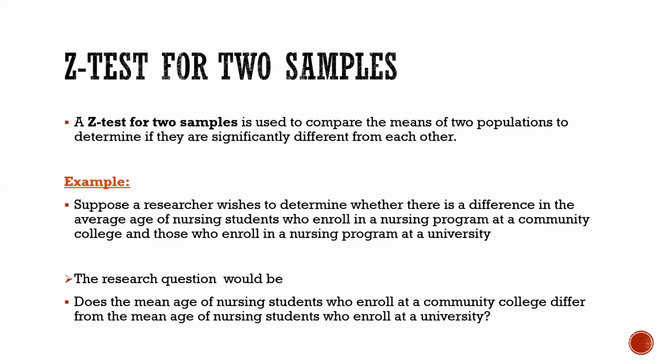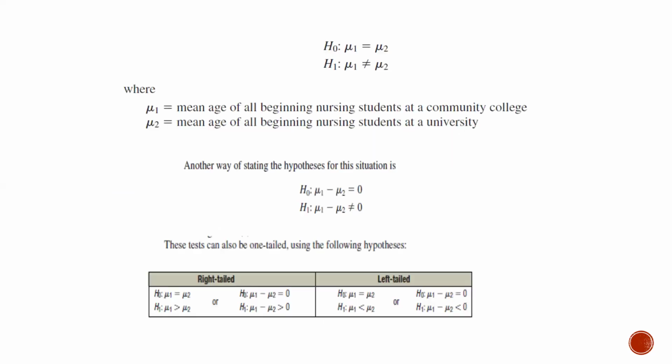So the research question would be, does the mean age of nursing students who enroll at a community college differ from the mean age of nursing students who enroll at a university? The null hypothesis will be there is no difference in the mean age, and the alternative hypothesis will be that there is a difference. So mu1 will represent the mean age of all beginning nursing students at a community college, and mu2 represents the mean age of all beginning nursing students at a university. So we have two groups.